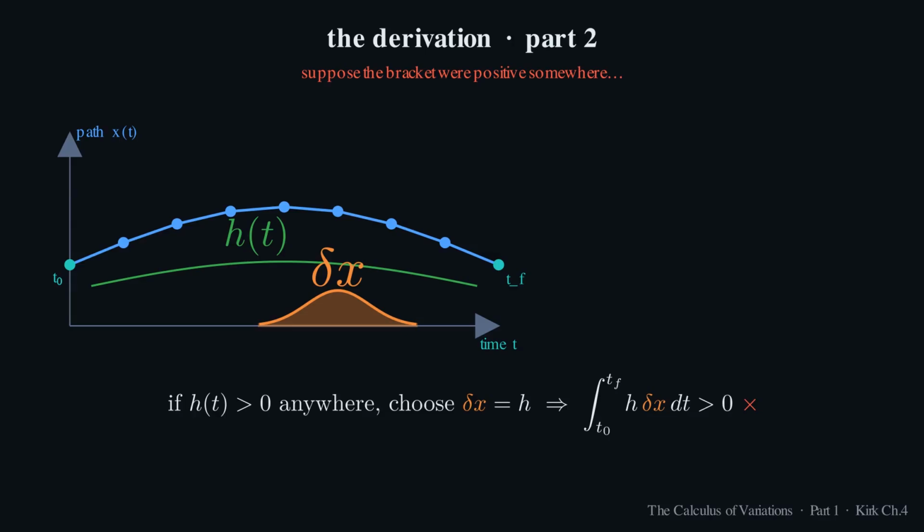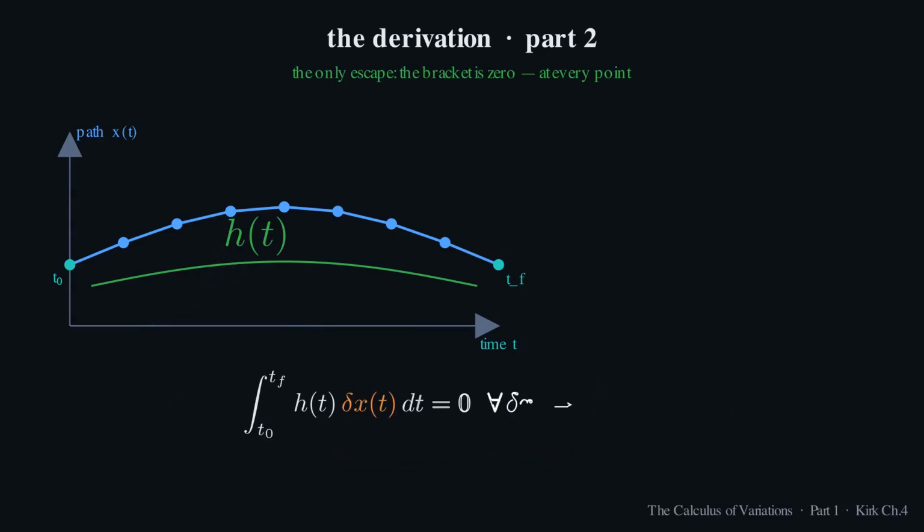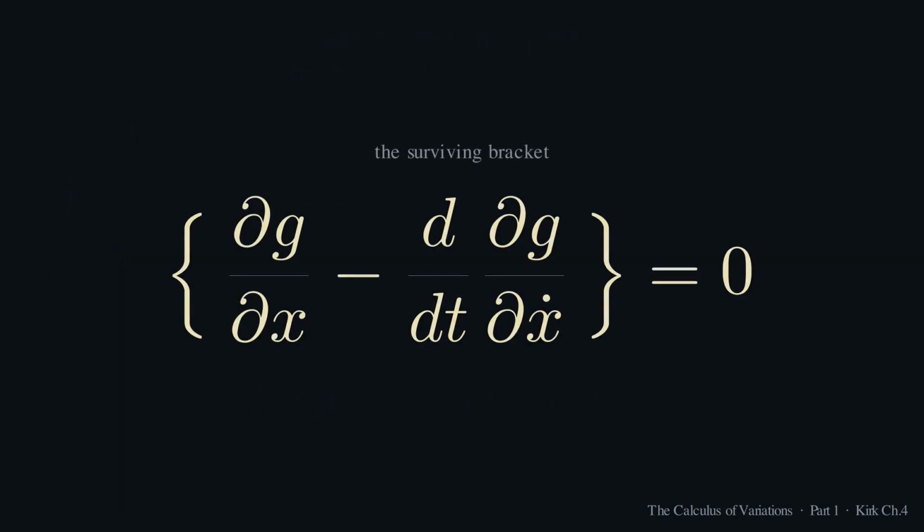Suppose the bracket were positive at some instant. Then just choose a wiggle that's a small positive bump right there and 0 elsewhere. The integral would come out positive, not 0. Contradiction. The same trap springs if the bracket were negative. And we can slide that bump anywhere along the path, so no instant escapes. The only way the integral can stay 0 against every wiggle is if the bracket itself is 0 at every single point. That surviving bracket, partial g by partial x minus d by dt of partial g by partial x dot equal to 0, is the whole game.